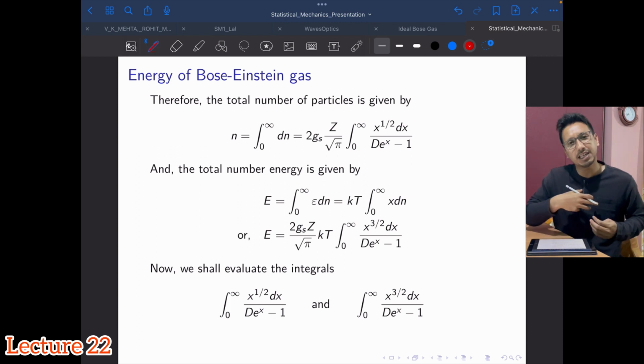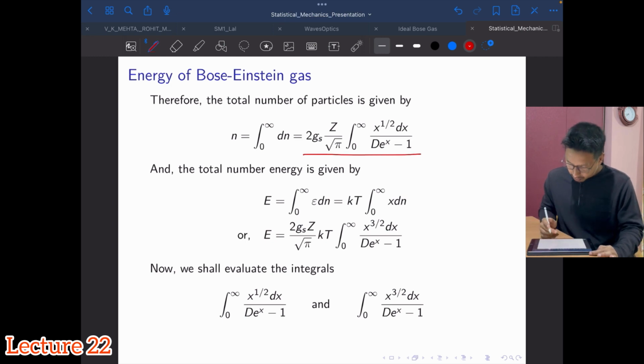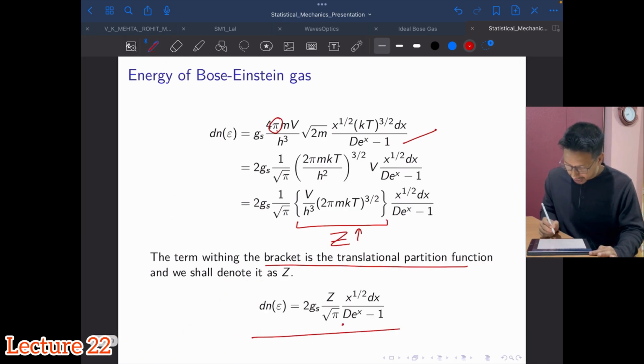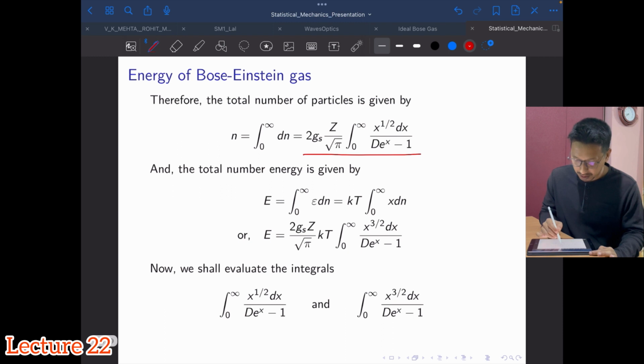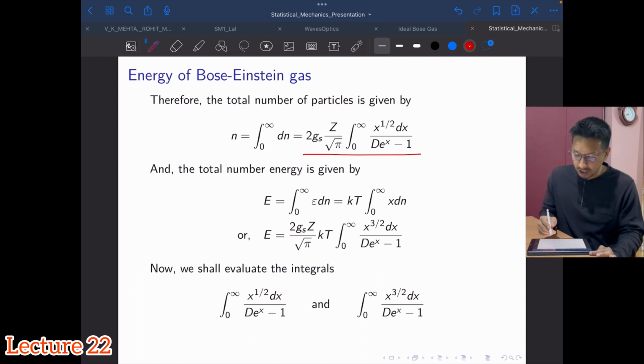Okay, because energy goes from 0 all the way to infinity, so you have to carry out this integration. Other things are constant: the 2 is a number, gs is a spin degeneracy factor that is constant, z is the partition function, root pi is constant. The only thing is that this integration has to be carried out.